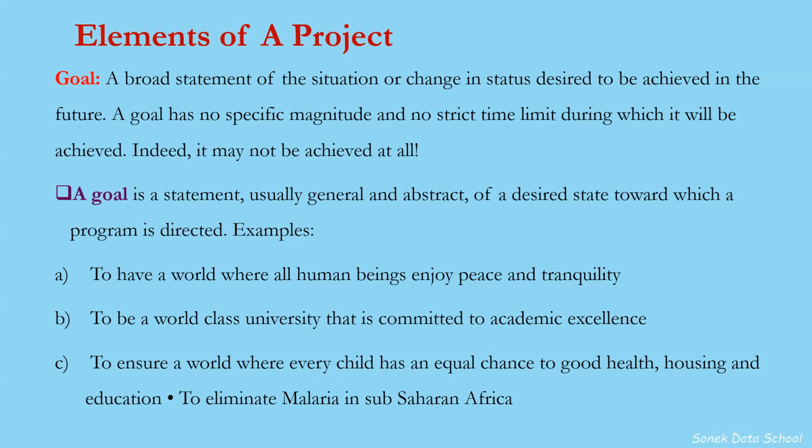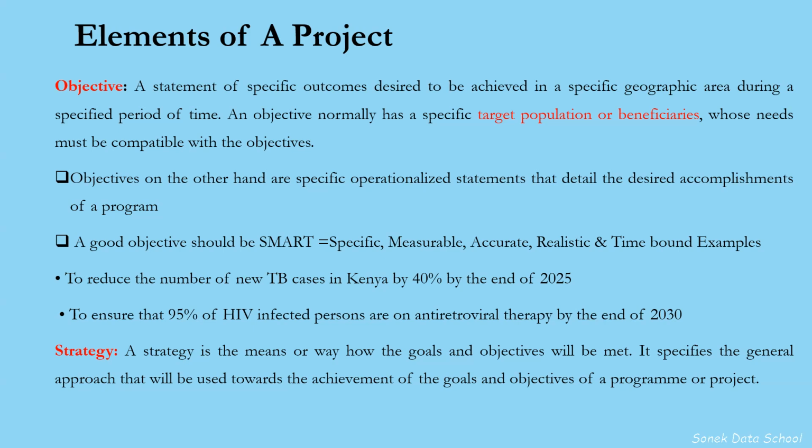Second is to be a world class university that is committed to academic excellence. As much as the universities or the training institutions aim at having academic excellence, this may not happen to all the students. Another example of a goal is to ensure a world where every child has an equal chance to good health, housing, and education.